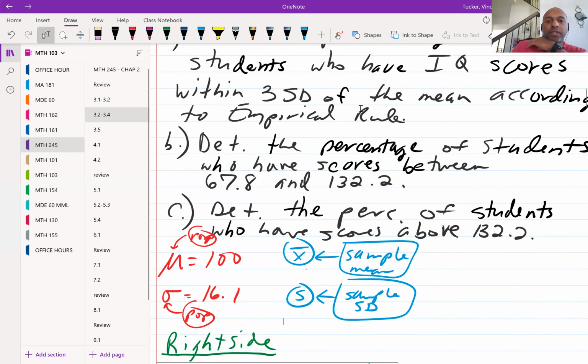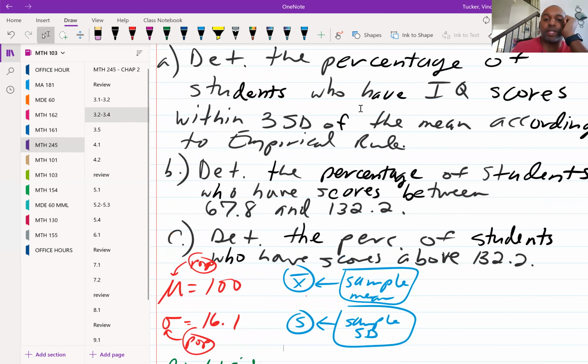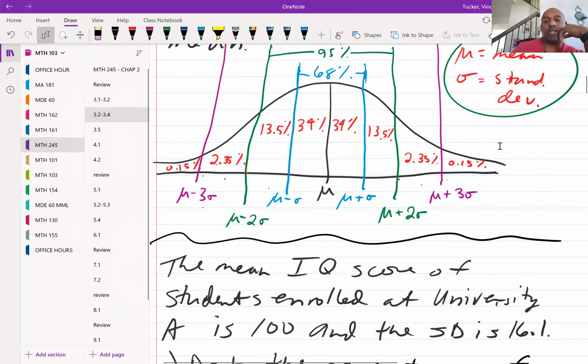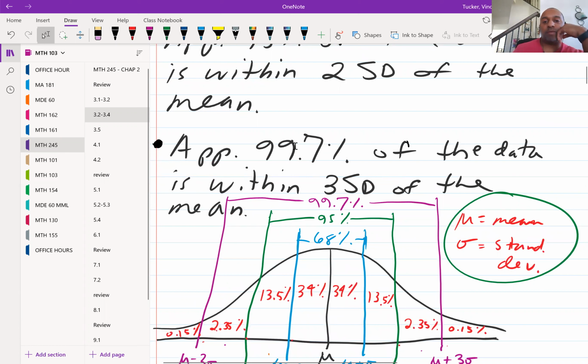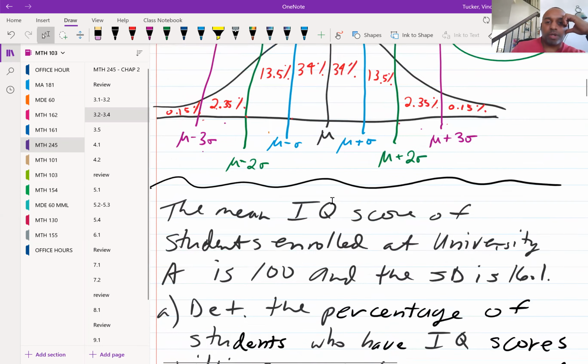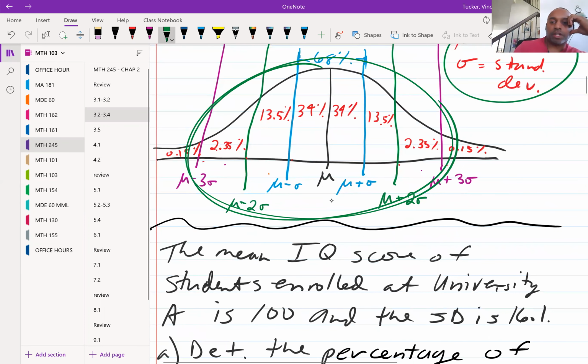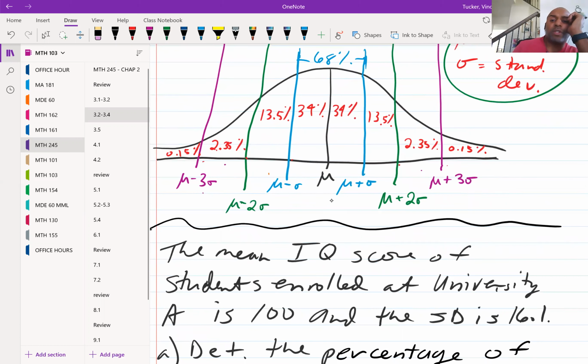So let's look at this first question A. Now, I don't really have to do any work to figure out question A. It says determine the percentage of students who have IQ scores within 3 standard deviations of the mean according to the empirical rule. So if you really just want the answer, that's 99.7%. We'll get to writing the answer in a second. But before we go there, what I wanted to do was to fill out this chart according to the numbers that we have so you can see how it works. You see that we have our mean in the middle, and then we have data values that we need to calculate to the right of it, and values that we need to calculate to the left of it.